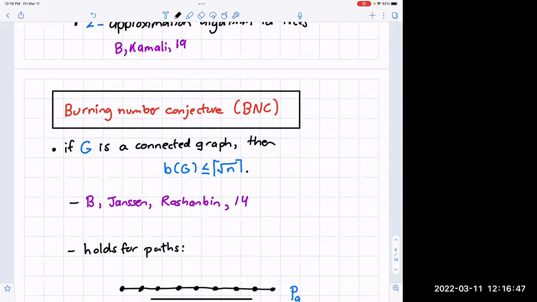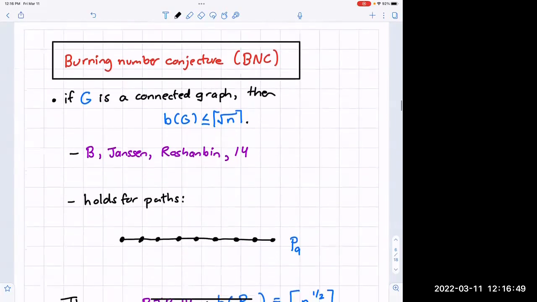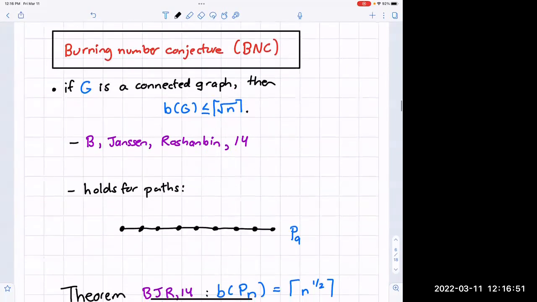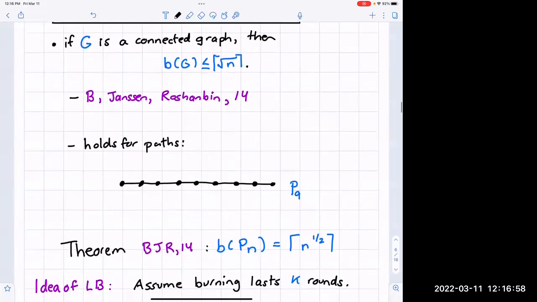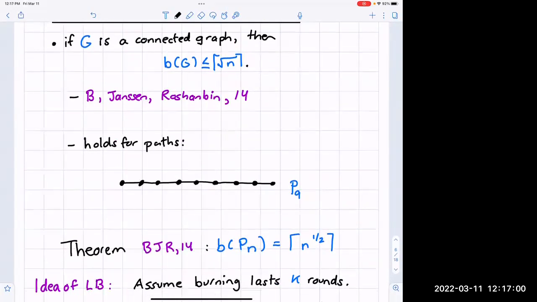We first stated it in that proceedings paper. And I'll try and motivate a little bit why we think it's true and what we know. We don't know how to solve it, but we know some partial results. Let's take a look at P9. So the conjecture says the burning number is at most 3, and why would that be?